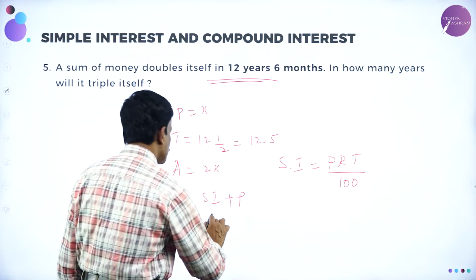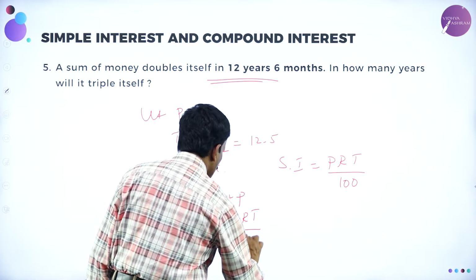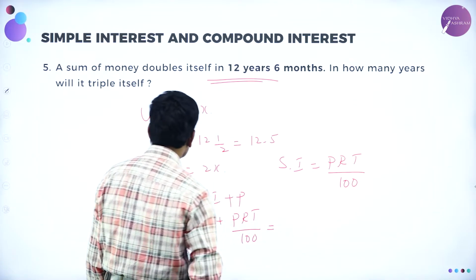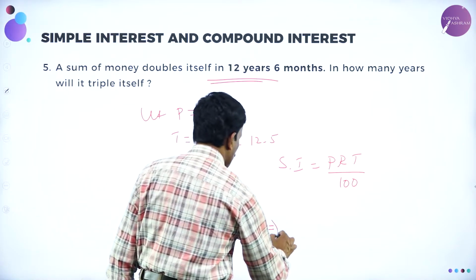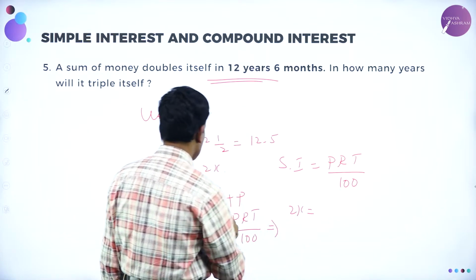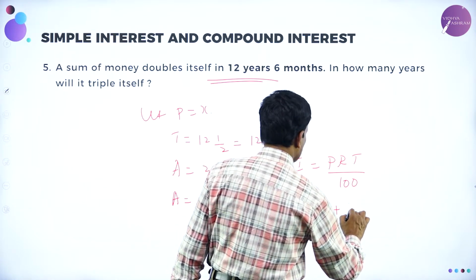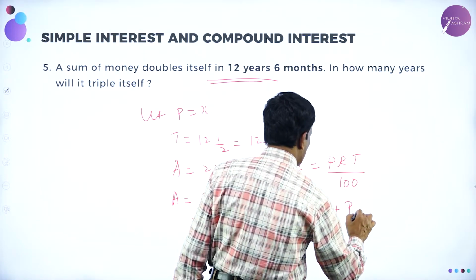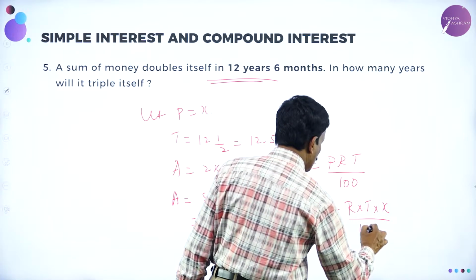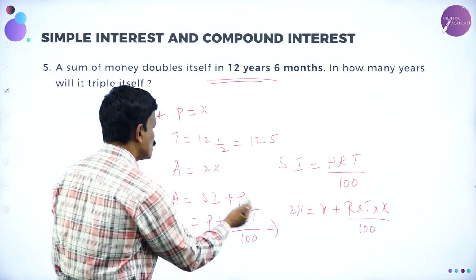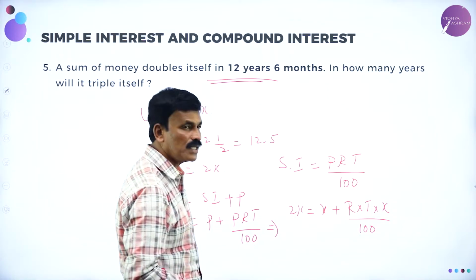Amount is principal plus simple interest, where simple interest is PRT over 100. Substitute here. So, what is the amount? Amount is nothing but 2x. This implies 2x is equal to principal, which is x, plus simple interest, which is r into t into x divided by 100. Just simplify this. Now, 2x is equal to x plus r into t into x divided by 100.